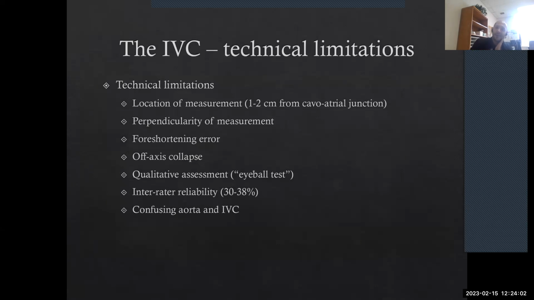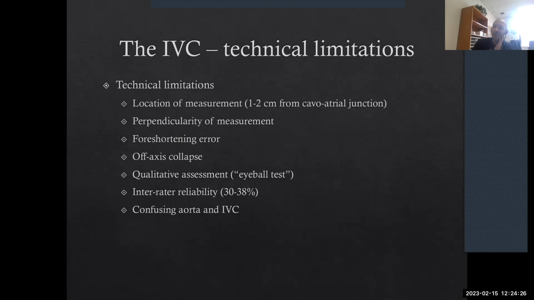And so when we're looking at the IVC, we need to look at where we're measuring. It needs to be 1 to 2 centimeters from the cavo-atrial junction. Are we perpendicular to the IVC itself? Are we foreshortening it, or are we off axis? Are we eyeballing it, or are we measuring it quantitatively? How does someone who measures the same IVC compare to us? And the answer is poorly. And are we looking at the aorta or the IVC?